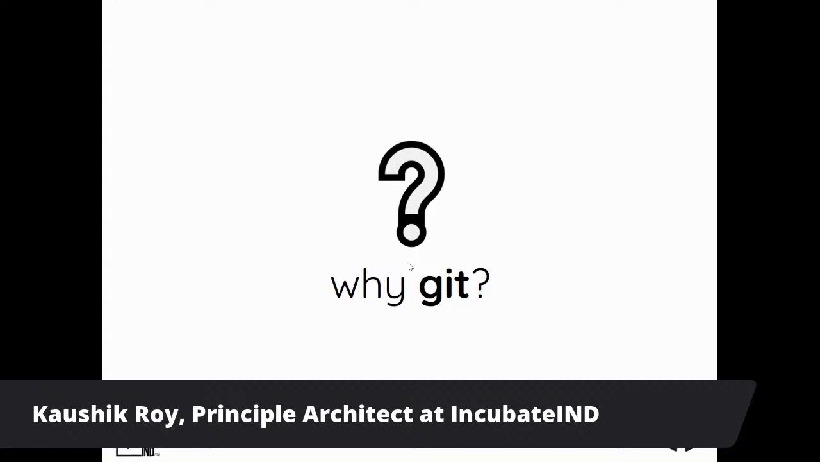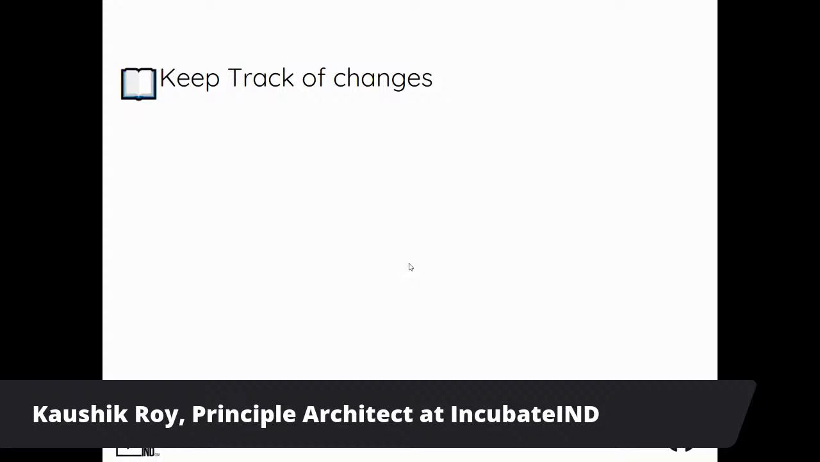Now, the question arises, there are different versions. Why do we need Git? Because at the end of the day, we could simply create a project folder and just mark it as version 1, version 2, version 3, and so on and so forth. So, how do we do that and how do we attain that? The need for Git was, first and foremost, to keep track of changes. So, how do we keep track of a change?